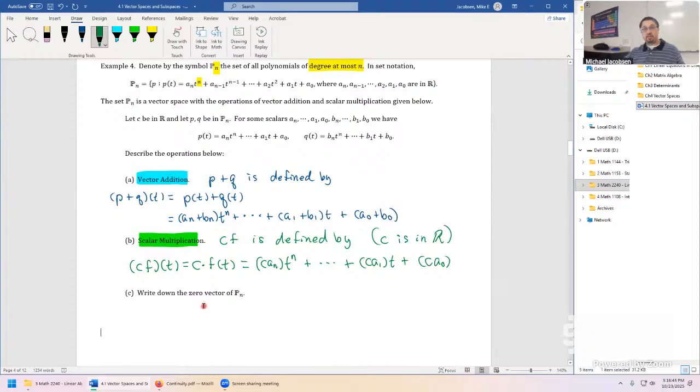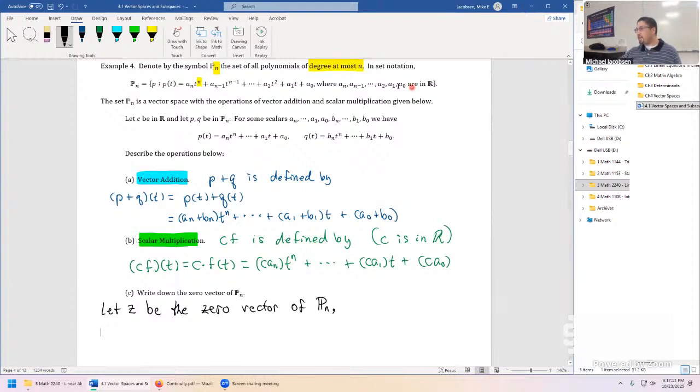Let's write down the zero vector of Pn. Let Z be the zero vector of Pn. It's the same function that we defined in C[a,b]. It just has a domain that's all real numbers because we're not constrained to a closed set any longer.